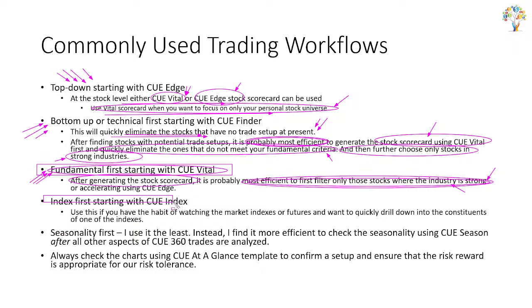The other workflow that I use quite often is index first, starting with Q index, and I use it because I have the habit of watching the market indexes or futures. So if I am seeing the Dow Jones is weak, I want to quickly drill down into the constituent stocks and see which of the Dow Jones stocks are shortable for a weak Dow Jones index.